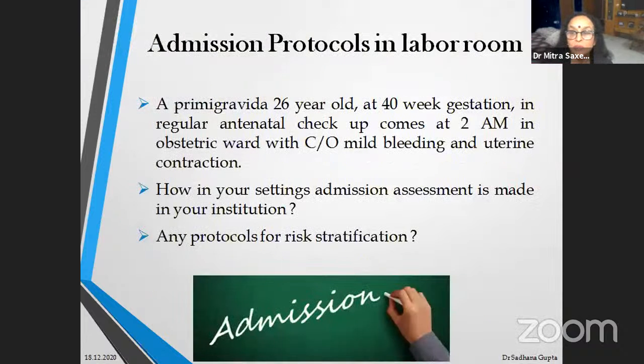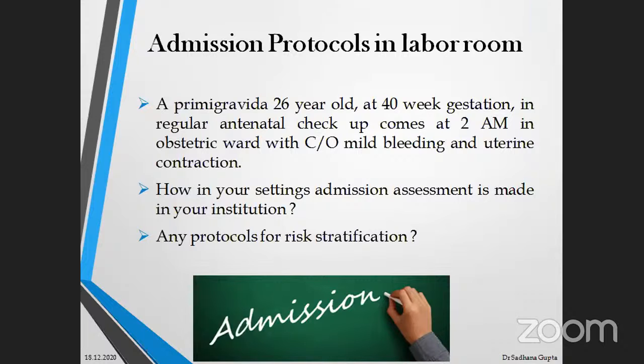So we have booked patients and then we have unbooked patients. We would like to be discussing now this: in a government setup or in a private setup, if you get a primigravida, you have two options. One is a well worked up patient who comes in labor at 40 weeks at 2 a.m.